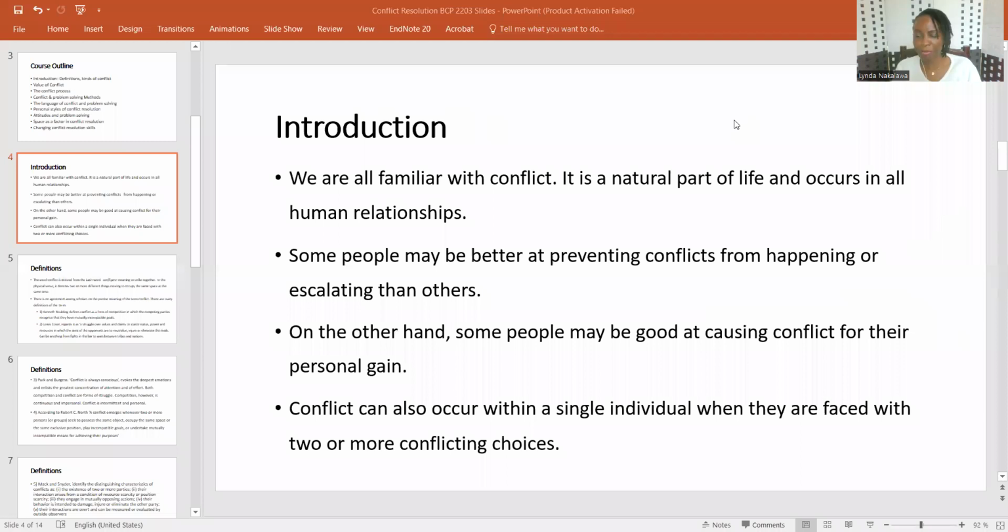And some people are better at solving conflict than others. Some people are better at making sure that conflict doesn't even happen. And maybe that could be a reason why some people didn't even raise their hands. They have not been in conflicts because they are very good at preventing conflicts from happening. Other people may not be able to prevent conflicts from happening, but they are able to prevent these conflicts from escalating.